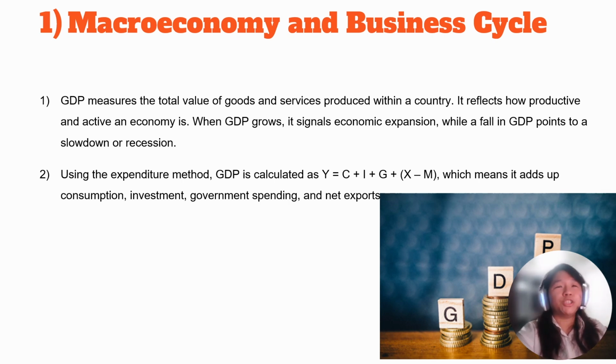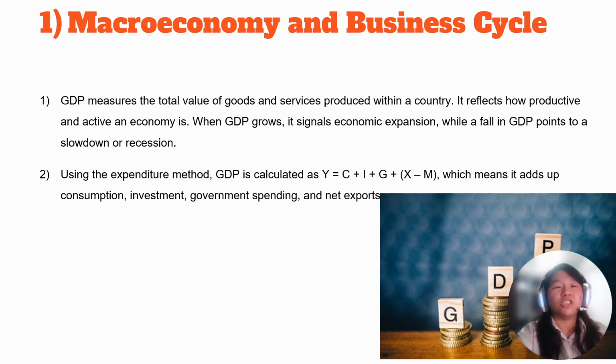Let's start with the first topic, the macroeconomics and business cycle. In every economy, 3 indicators tell us how well the country is performing. These 3 indicators are gross domestic product, inflation, and unemployment rate. Firstly, GDP measures the total value of goods and services produced within a country. It reflects how productive and active an economy is. When GDP grows, it signals expansion. When there's a fall, it points to a slowdown or recession.